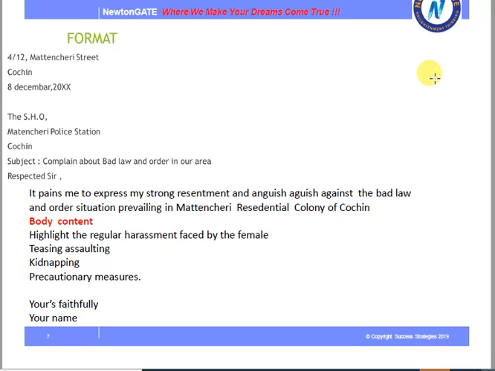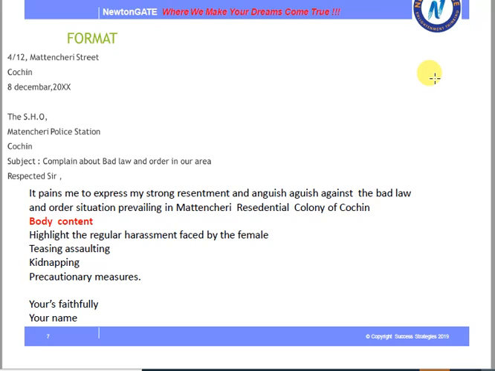So the first half will be your address. Next comes the address of the station house officer. Next the subject. Give a line gap, then write down the subject. There should be a minimal line gap, okay? After your address comes the station house officer's address, then again a line gap, then the subject.